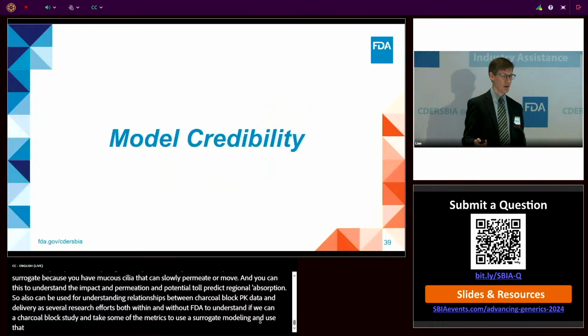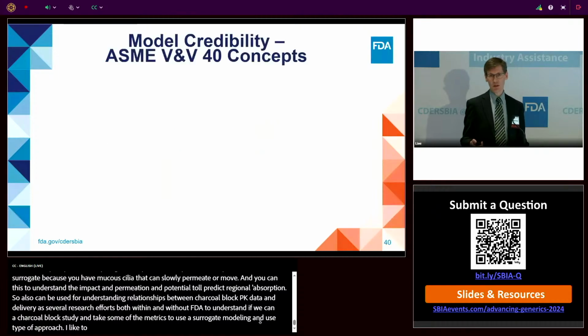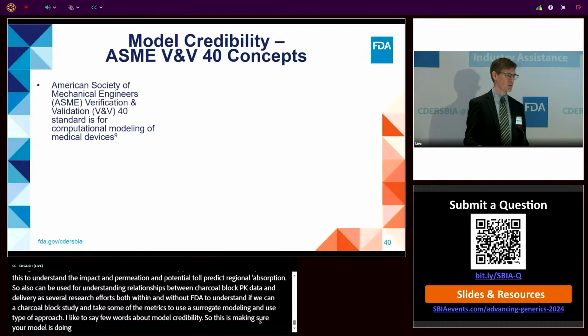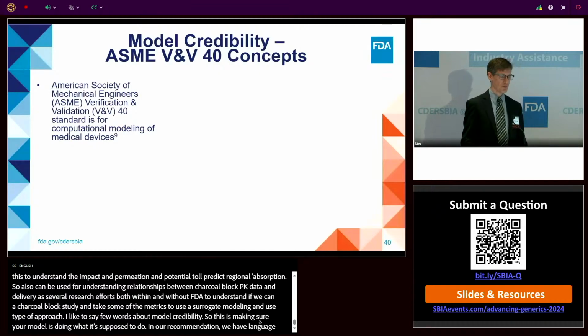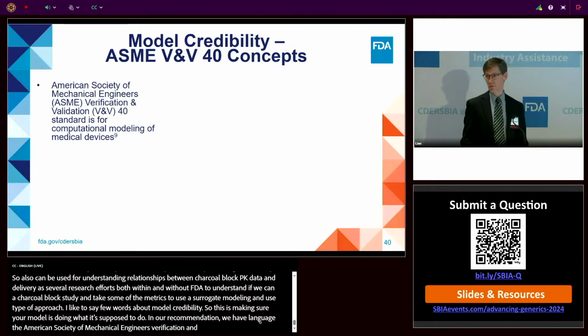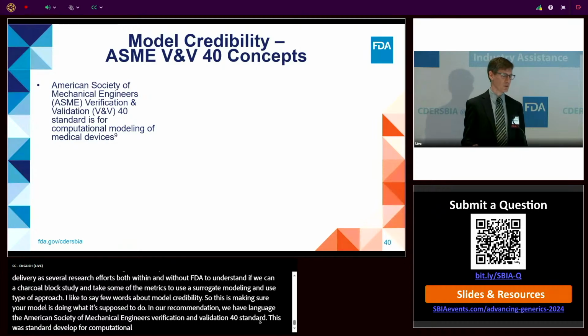I'd like to say a few words about model credibility. So this is making sure that your model is doing what it's supposed to do. And in our recommendations, we have some language about the American Society of Mechanical Engineers Verification and Validation 40 standard. This was a standard developed for computational modeling of medical devices, and we've repurposed it for pharmaceutical products.